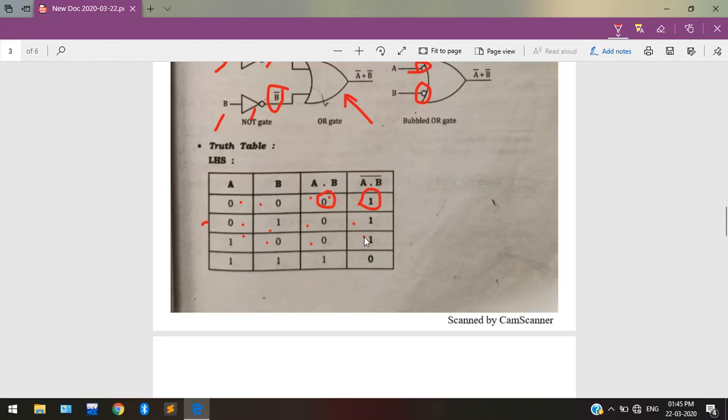But here we see A dot B bar is there, so it is the complement of 0, which is 1. The final row: A is 1 and B is 1. The product of both is 1, 1 into 1 is equal to 1, but here we have to complement the 1, so A dot B bar is equal to 0. So this is a very simple multiplication method.